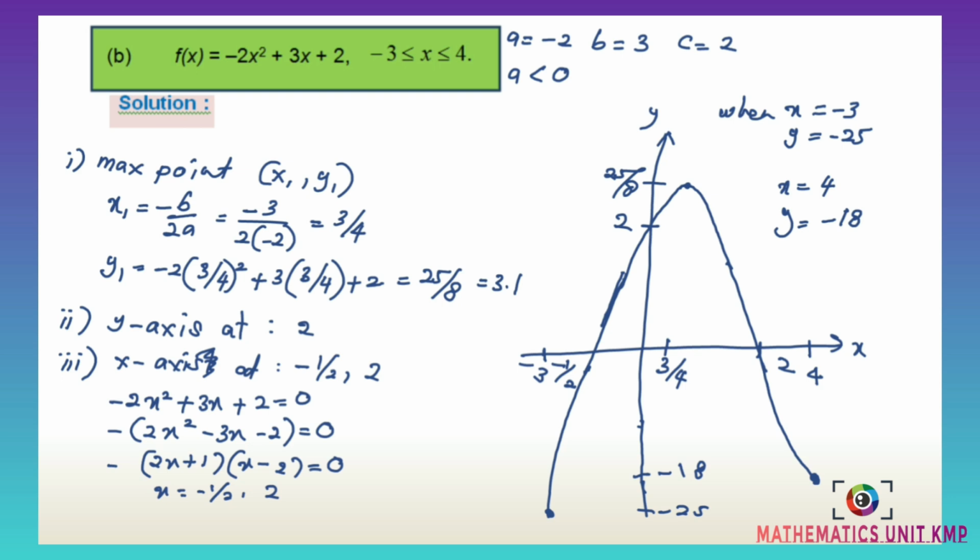Now we can state the domain. The domain of the function refers to the constraint, from negative 3 to 4. And the range of the function is from the lowest, negative 25, to the maximum point, 25 over 8. Okay, done.